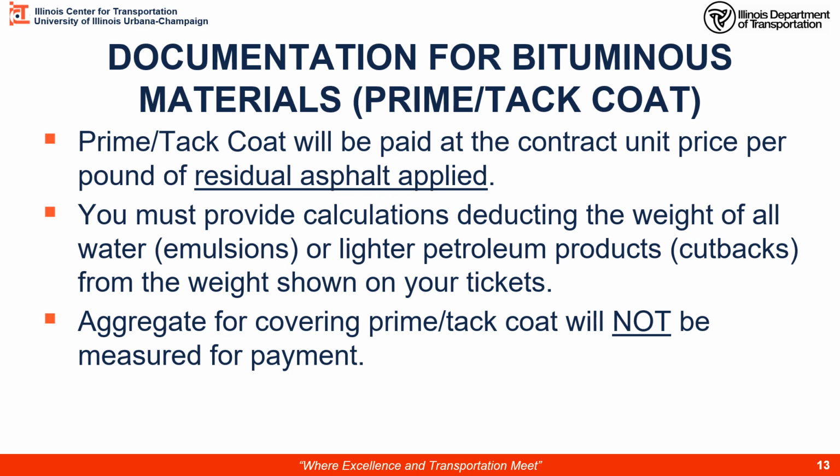The specifications now are written in residual pounds per square yard or square foot, as the case may be. And so we need to know how many pounds of residual material has been applied. And this gets back to the issues we talked about earlier, where the water addition was being abused and we were essentially just getting brown water. So we want to make sure we get the residual asphalt on the roadway. If there's any aggregate being used to cover the prime or tack coat, it is incidental to the work and it is not measured for pavement.